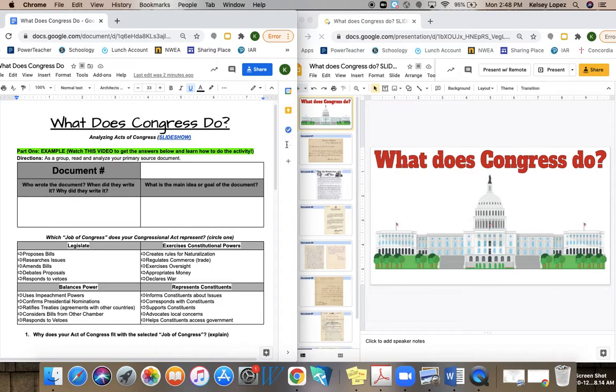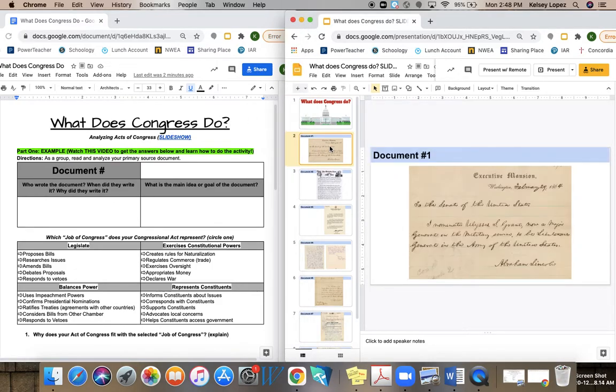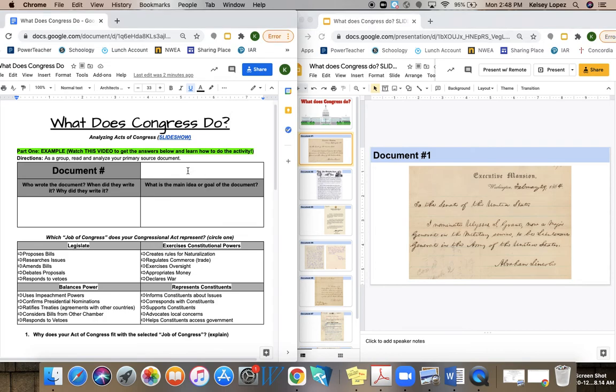So we're going to do this together. Let's do document one, which, by the way, does require you to read cursive, so you may have to get creative here with some of them, but you will have some choice too. So document one is the document I'm going to do as my example. Okay, so I'll put document one here.